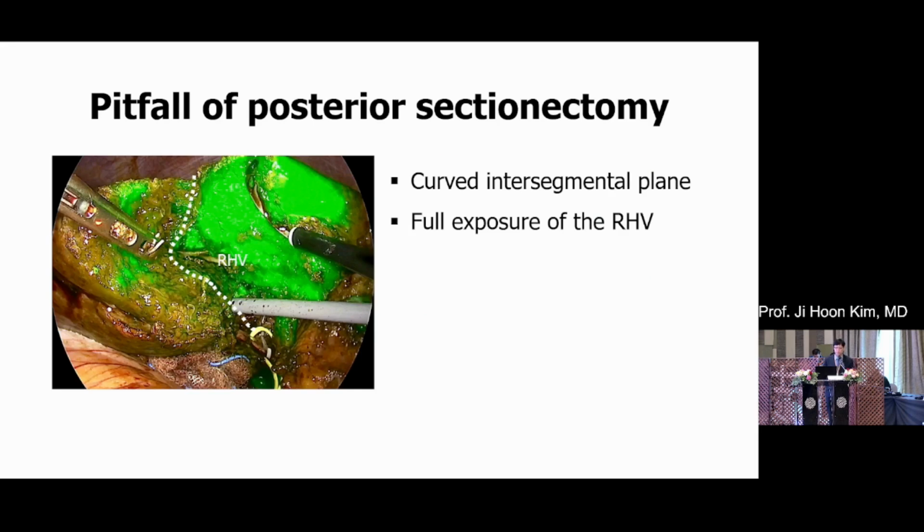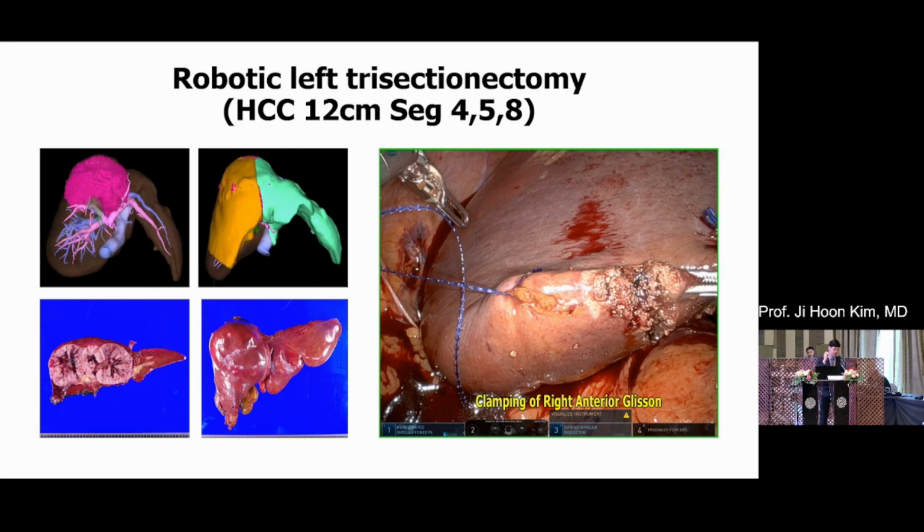Another one is posterior sectionectomy, where it is difficult to identify the plane. We usually cut a straight line along the right hepatic vein, but this plane is a very curved line. Another point is the caudate lobe. It is difficult to identify the exact plane between the caudate lobe and the right posterior section. So I show the very curved line.